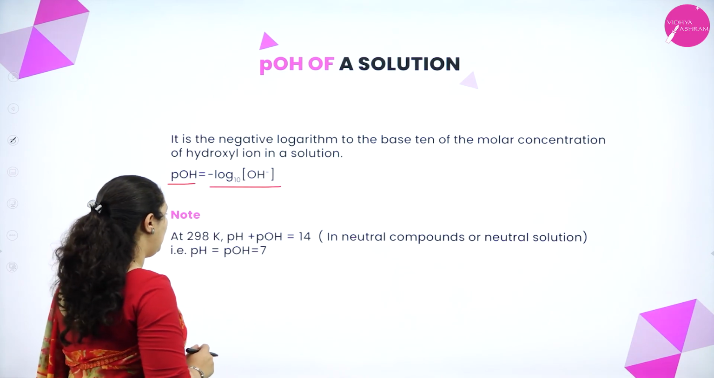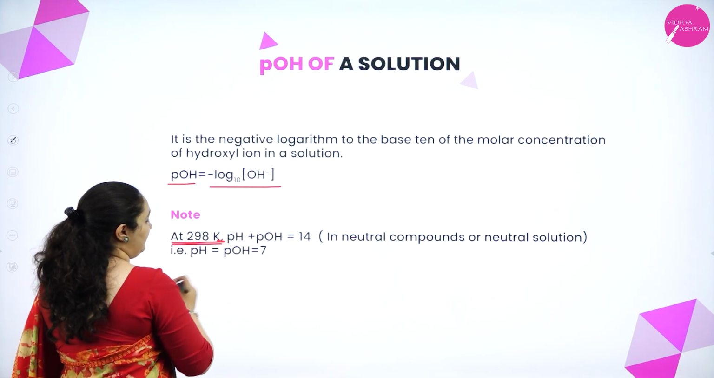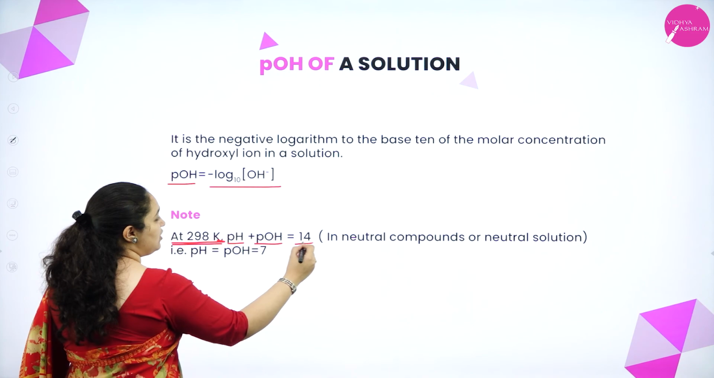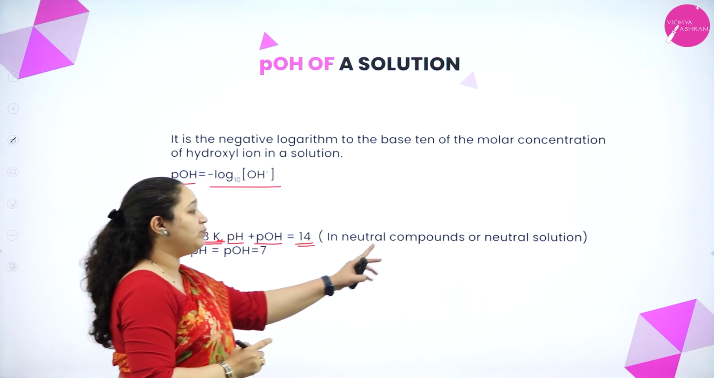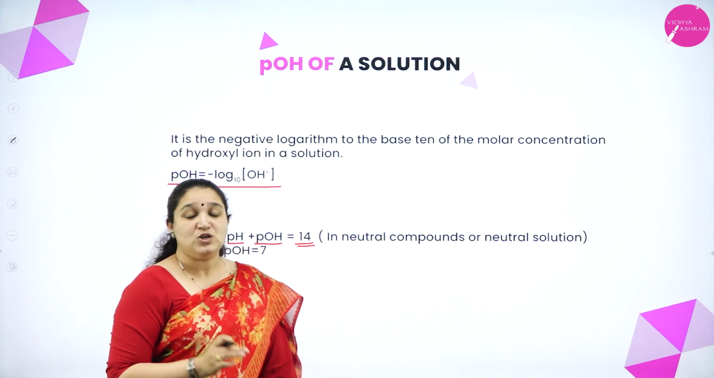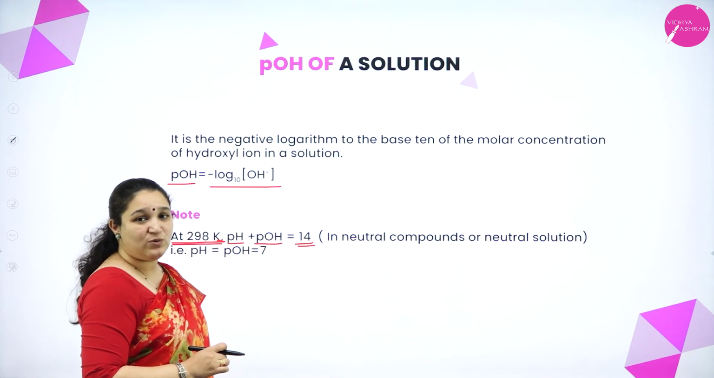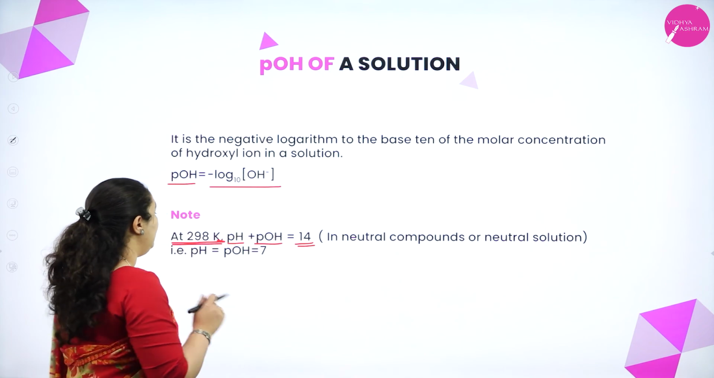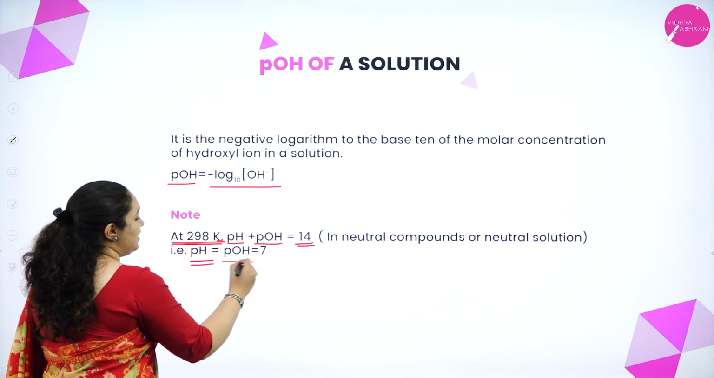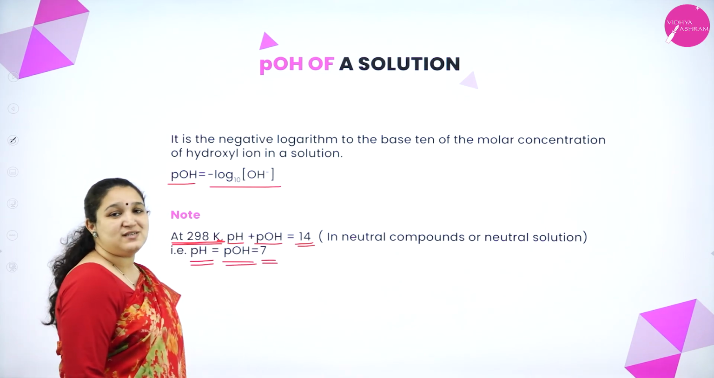We also have to note that at 298 Kelvin, pH plus pOH is equal to 14 in a neutral solution. So in a neutral solution, pH plus pOH is always equal to 14 at 298 Kelvin, and that is pH is equal to pOH, which is equal to 7.